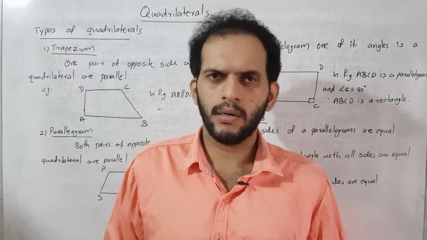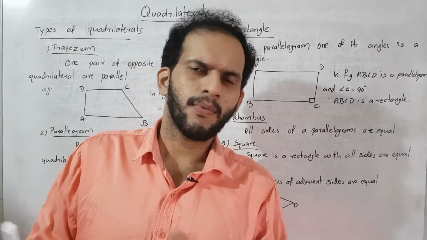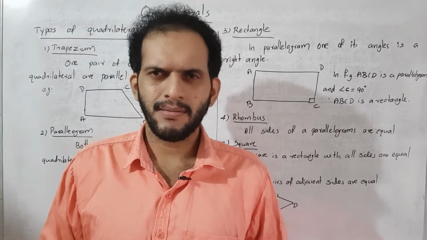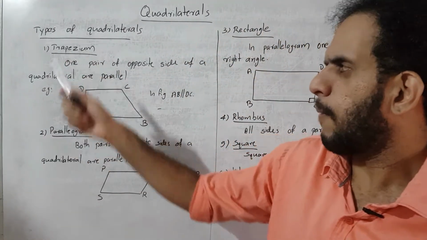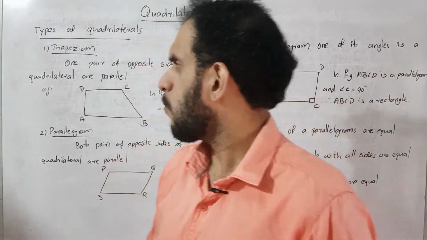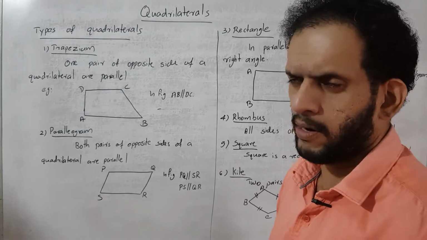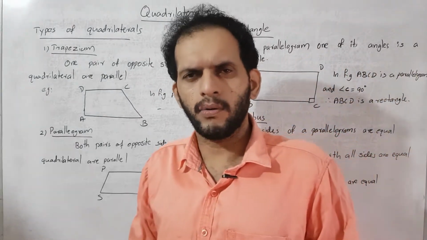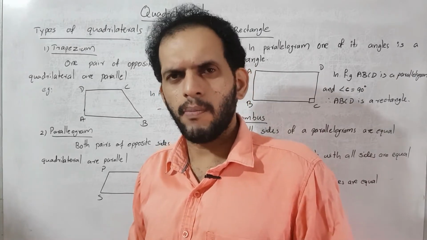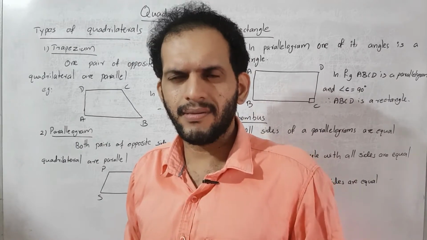That's also what we learned. And also we discussed the types of quadrilateral. What are they? Yes, they are trapezium. What is trapezium? Trapezium means one pair of opposite sides of a quadrilateral are parallel. If one pair of opposite sides of a quadrilateral are parallel, what do we call it? Trapezium. We already learned, so we are just discussing the definition only.